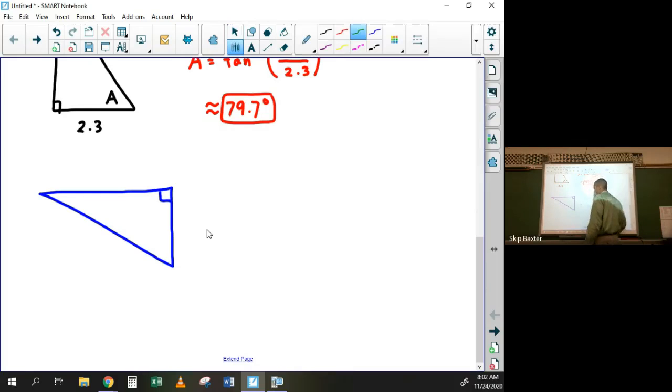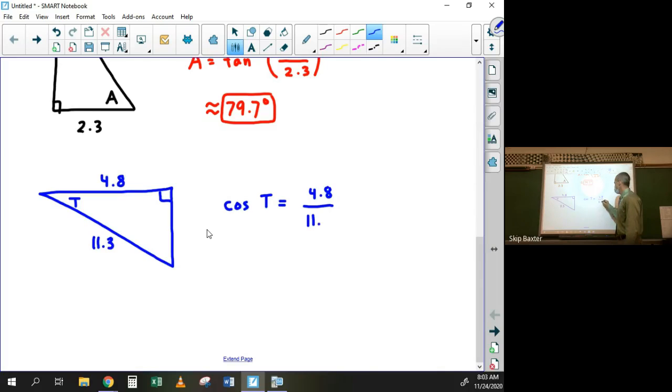So how about this? What if I'm trying to find this angle, angle T, and I know that this side has a length of 4.8, and this side has a length of 11.3. So this would be cosine. So you'd say cosine of T equals 4.8 divided by 11.3. So T is the angle whose cosine is 4.8 divided by 11.3.